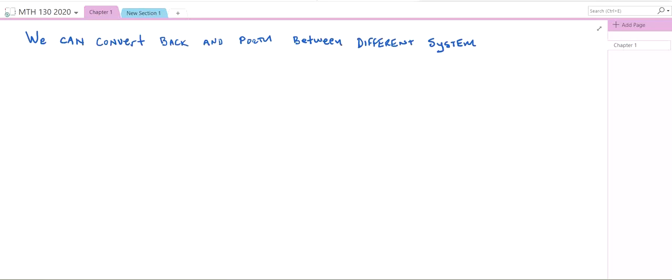Okay, we can convert back and forth between different systems. For example, suppose we had 1, 0, 1, 1 in a base 2 system. Sometimes when we write numbers, if I write a subscript down here, that's the base of the system. So this isn't 1011. This is 1011 in base 2. So what is the count that actually represents?